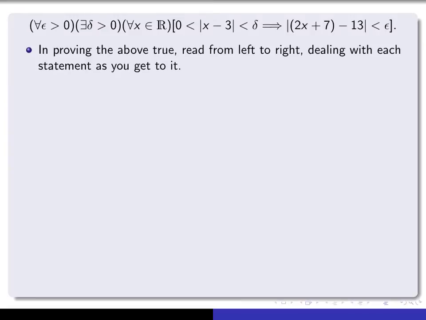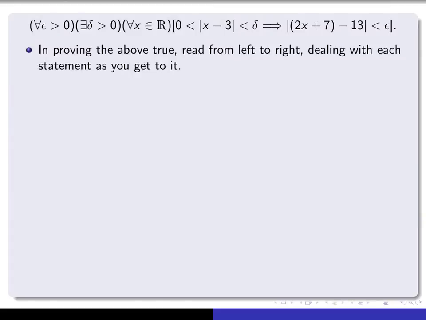So before we talk about how to prove it, let's begin by just simply reading what it says. It says, for every positive number epsilon, there exists a positive number delta, such that for every real number x, if the absolute value of x minus 3 lies between 0 and delta, then the absolute value of 2x plus 7 minus 13 is smaller than epsilon.